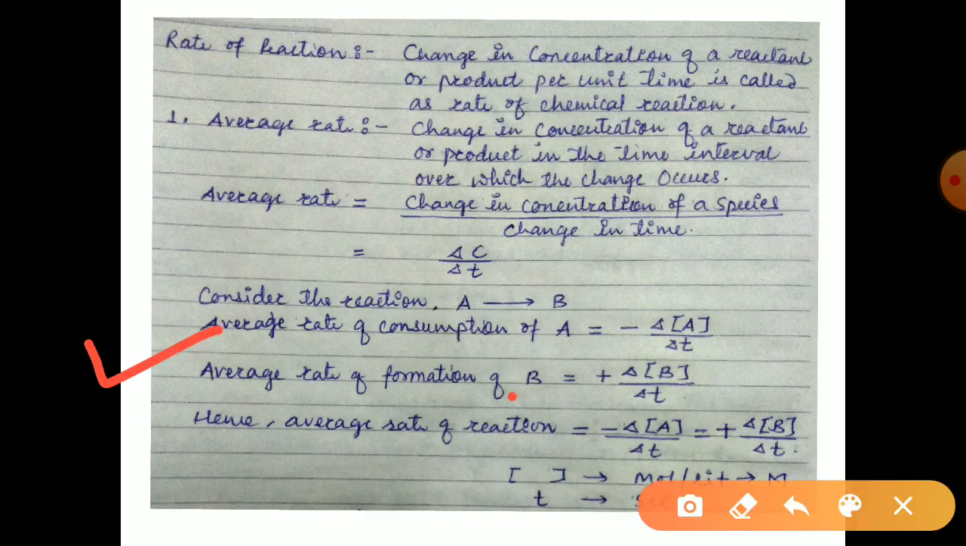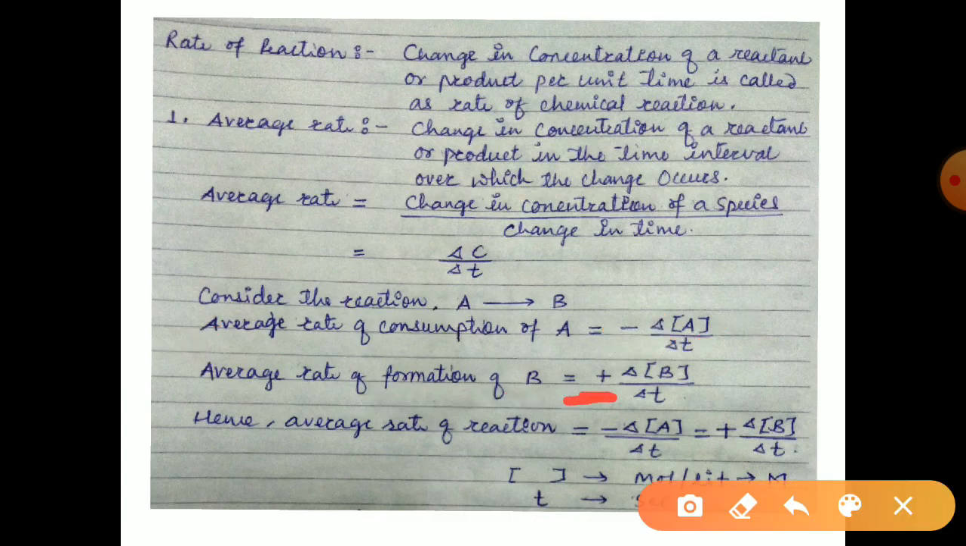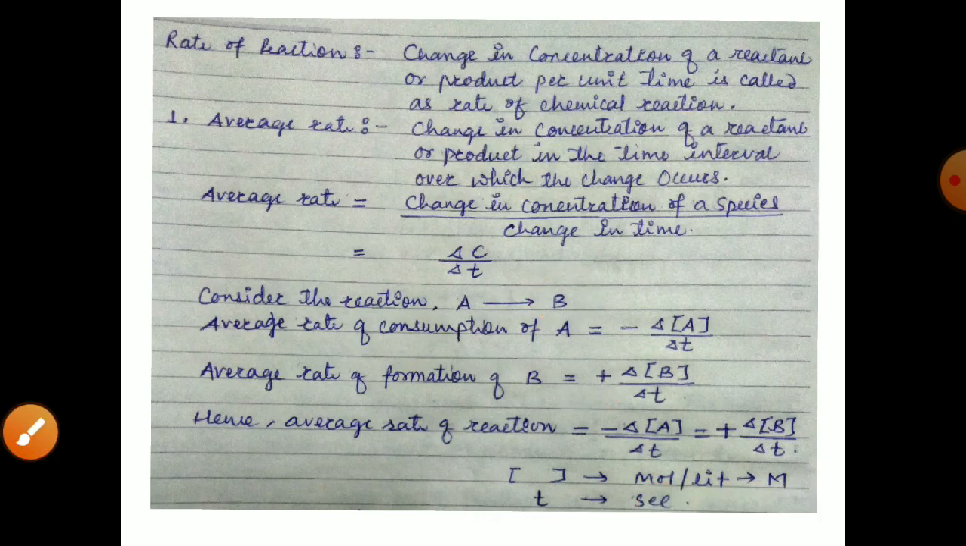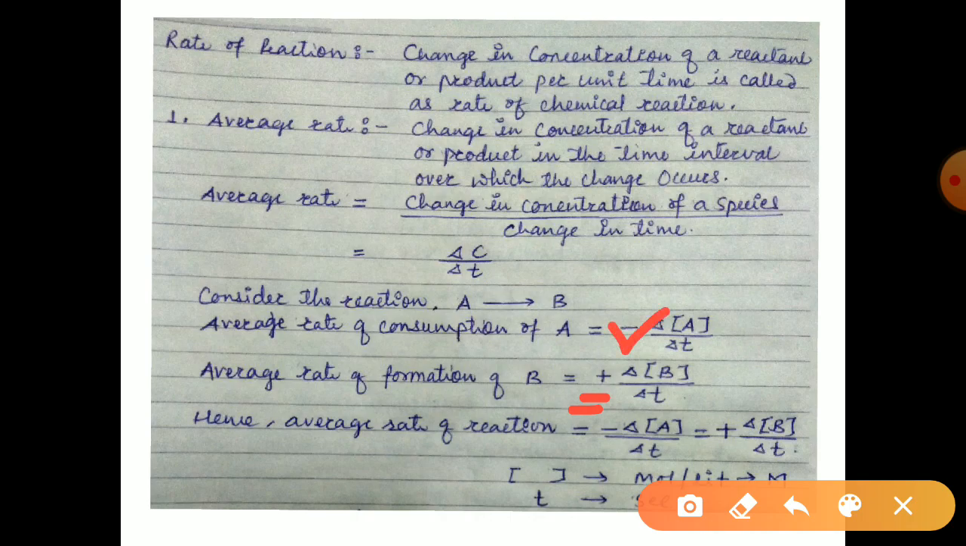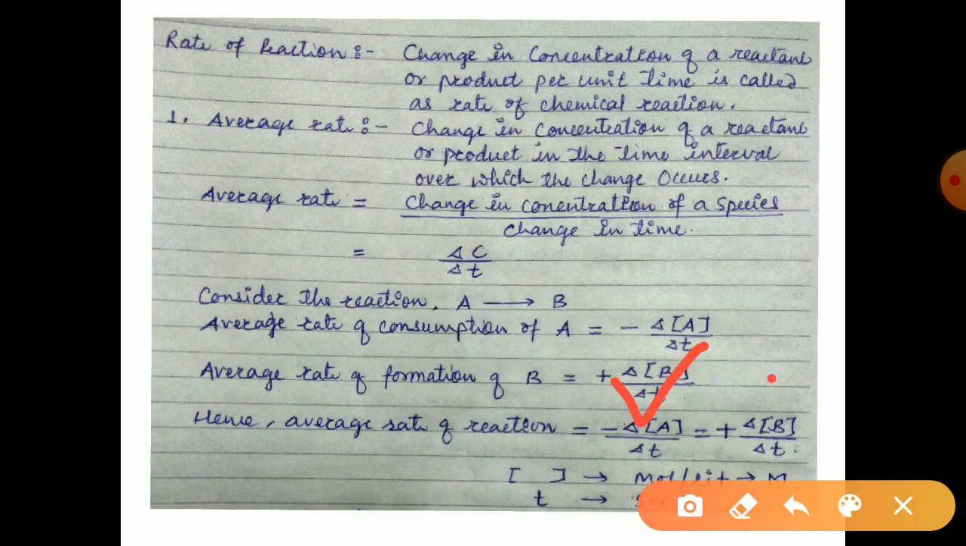Similarly, the average rate of formation of B is written as plus delta of the concentration of B, with B written in square brackets. Plus means the concentration of the product increases. Product is B, so the concentration of B increases with time. So it is plus delta concentration of B divided by delta t.